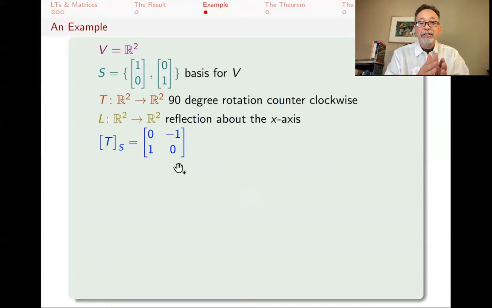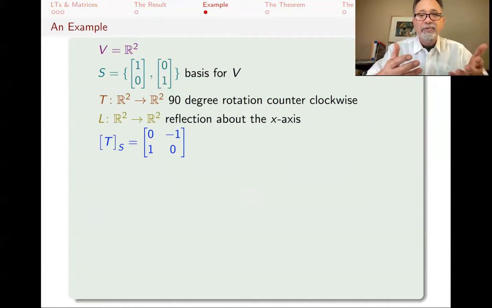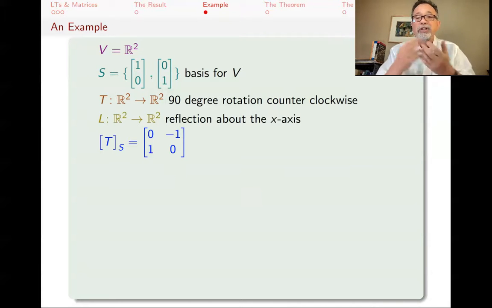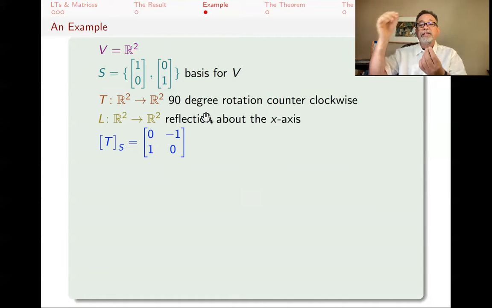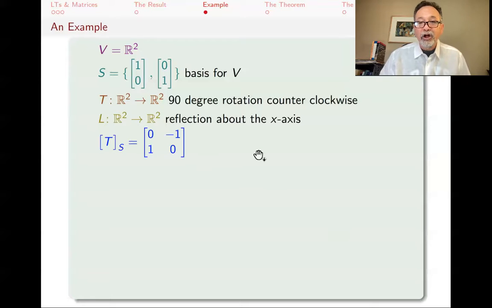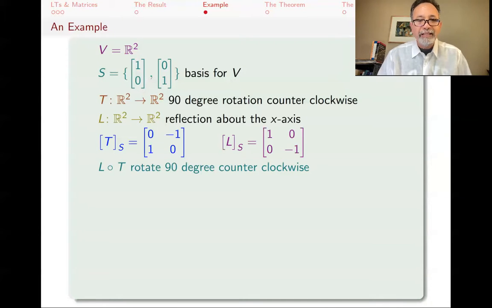Because I'm writing things in terms of the standard basis, I get 0, 1. I don't have to write it again in terms of the basis, because 0, 1 is already written in terms of the standard basis. And 0, 1, the point on the y-axis, when you rotate it 90 degrees, ends up at the point minus 1, 0. And so that's the second column of your matrix. Again, because this is the standard basis, writing these matrices is pretty easy. What about L? The matrix of L with respect to S is also easy.